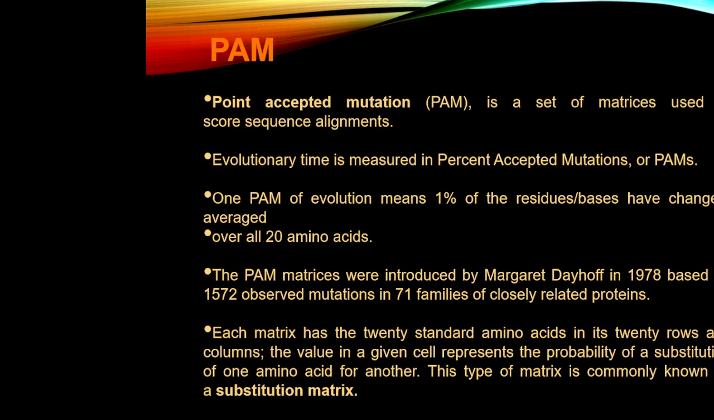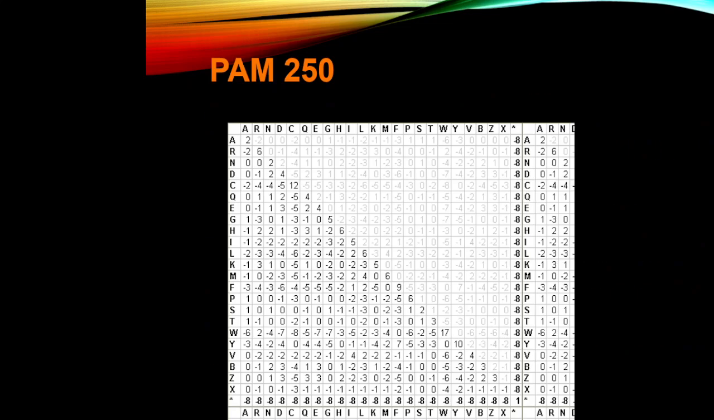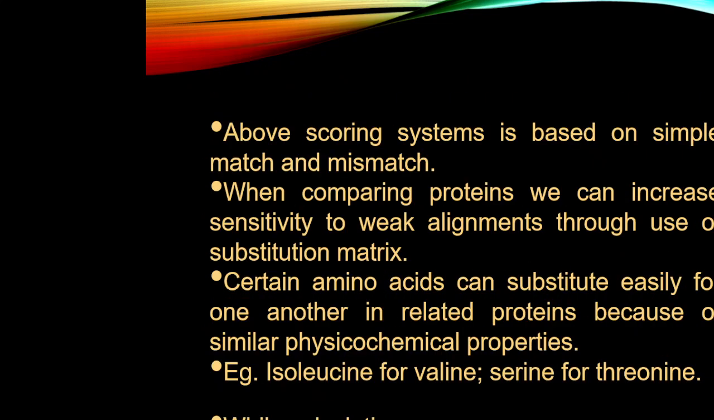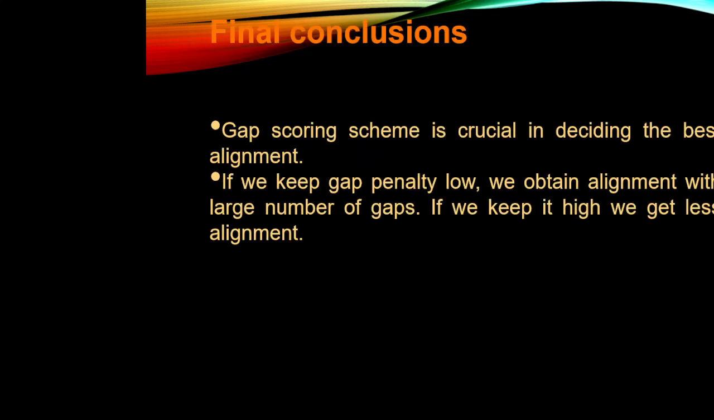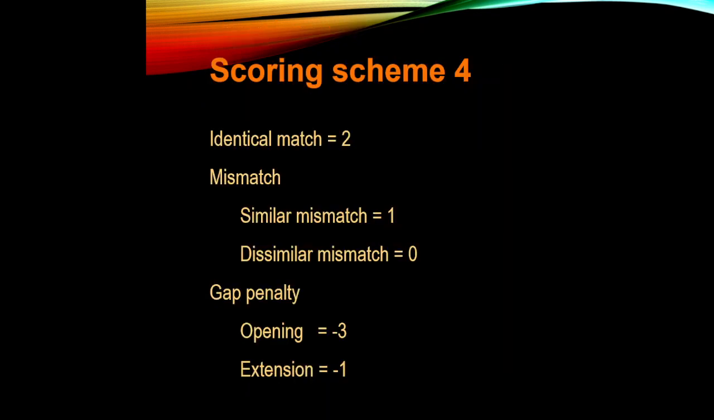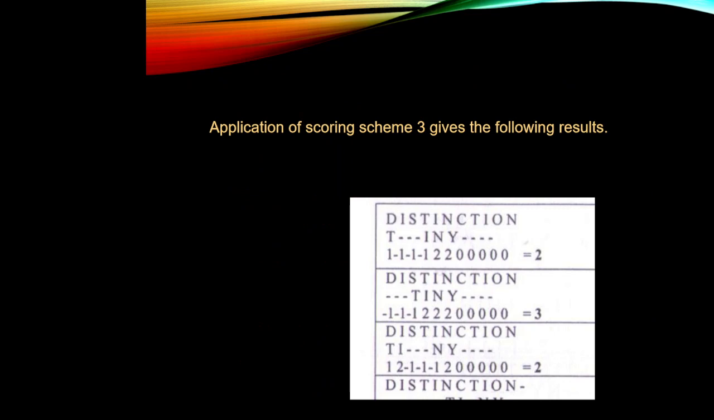Then there is PAM, which we will discuss in our next class. Today we will stop with multiple sequence alignment and the scoring matrices. Especially for your examination, you can get questions like: distinguish between pairwise alignment and multiple sequence alignment, or give an idea of the different parameters to be considered in the preparation of an optimal alignment.